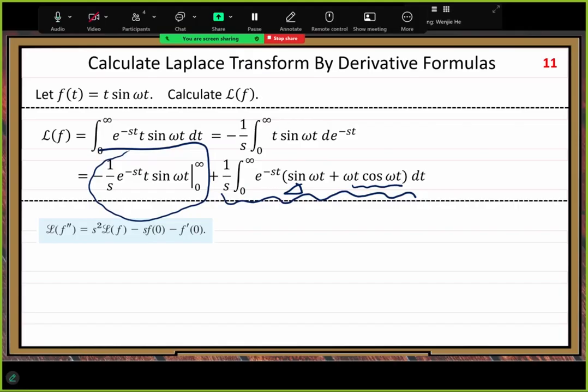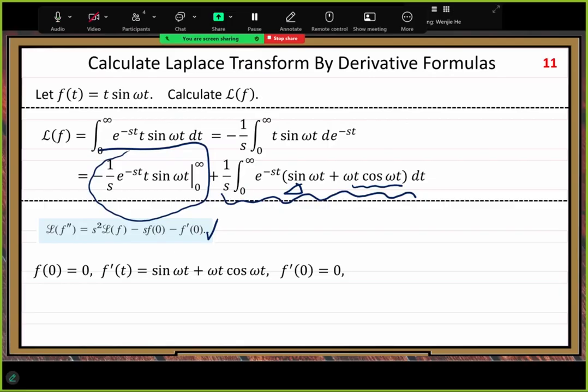Now, second, I want to show you, if we use the Laplace transform formula for the derivative and the second derivative, we can find the answer easier. This time, let's apply the Laplace transform of the second derivative, this formula. The f function, f of 0 is 0. F prime of 0, we need to calculate. So we calculate the f prime function first. Very easy, product rule of the derivative. The prime function, you plug in t equals 0, you get f prime of 0, also 0.